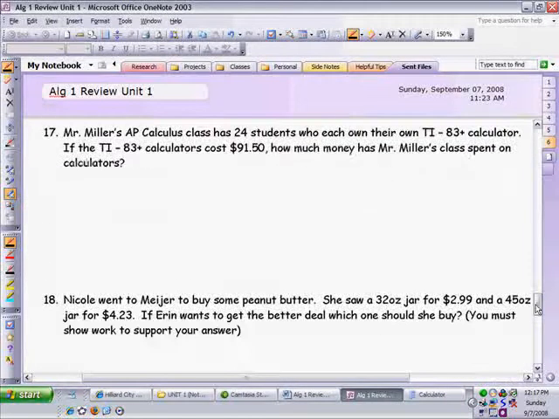Alright, the last part of the review sheet. So this is review unit 1 test. Alright, and we're going to do 17 through 19 here and finish this out.